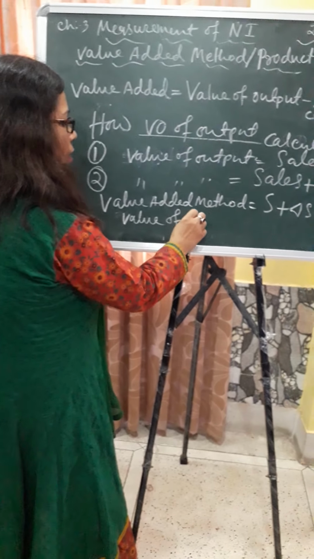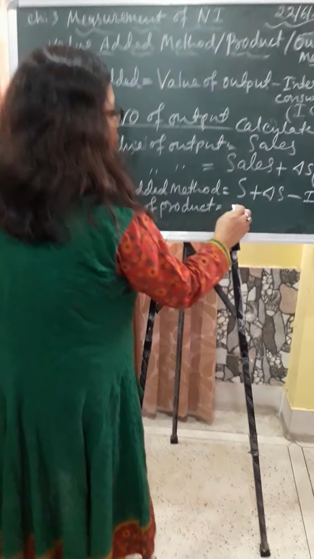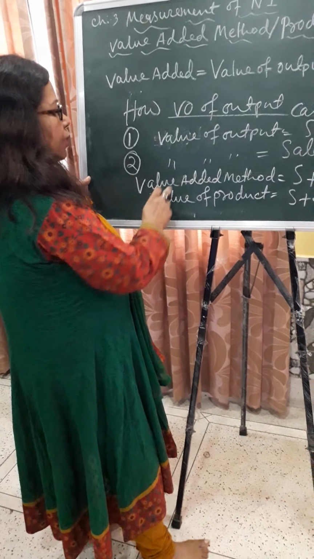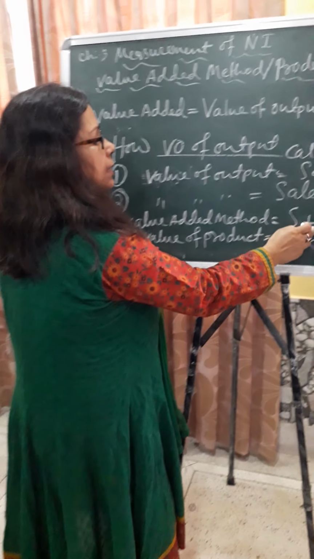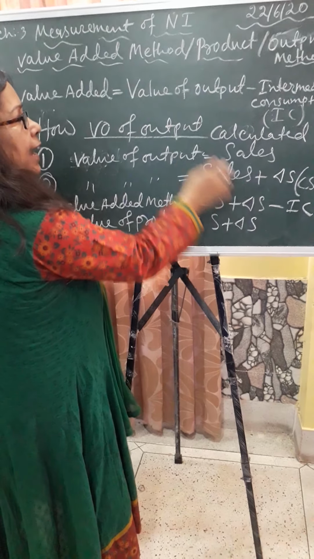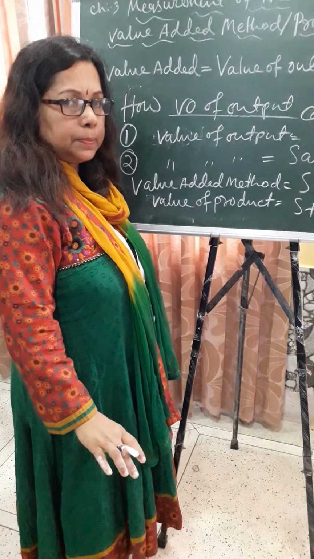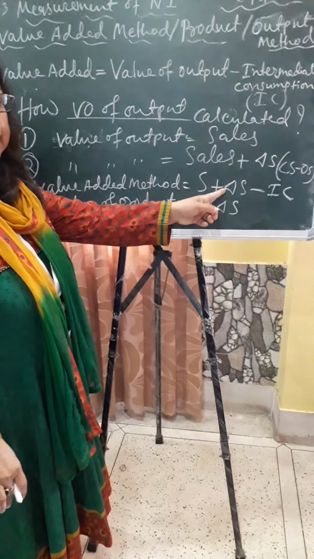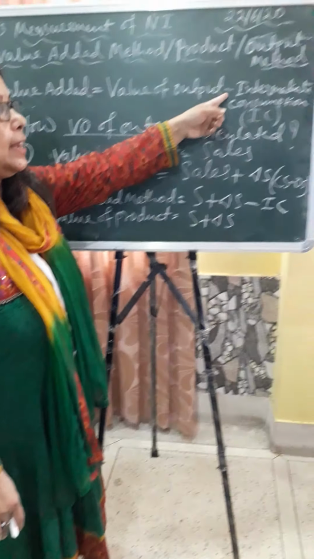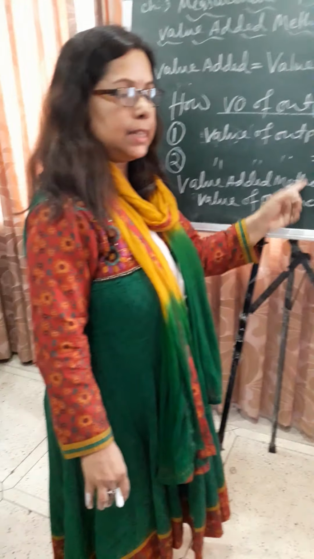of product is equal to sales plus change in stock, and value added means sales plus change in stock minus IC. Sales plus change in stock, another name is value of output. Clear or not? Sales plus change in stock, another name is value of output, minus IC. So it is the value added method.